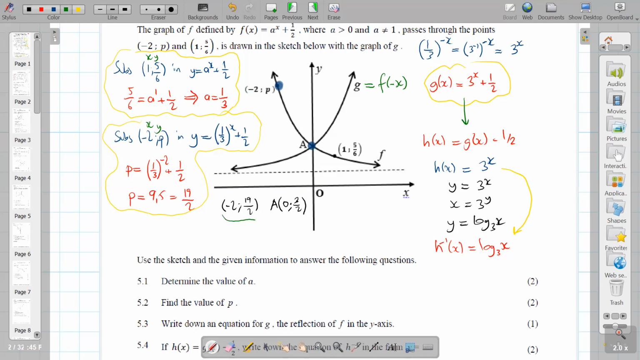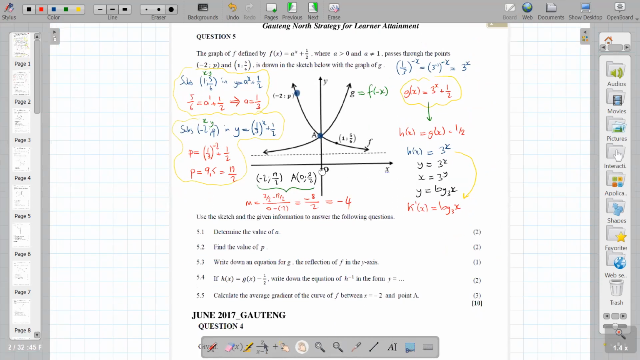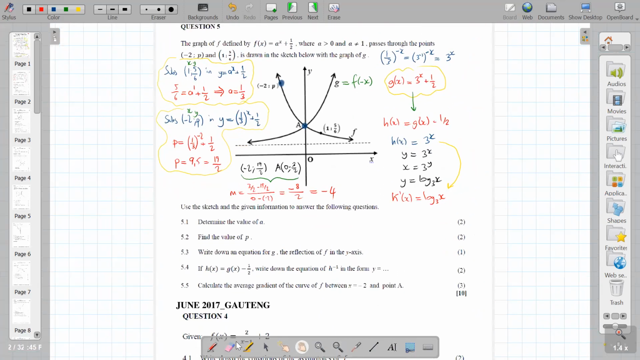Average gradient is basically finding the gradient, so let's just do that. The gradient is 3/2 minus 19/2, divided by 0 minus -2. So what do you get then? You'll get -16 over 2, so it is -8/2. So it is -4. That's all. Finding the average gradient is finding the gradient of 2 points. But first write aside the coordinates so you know what's happening. That's for the last question.